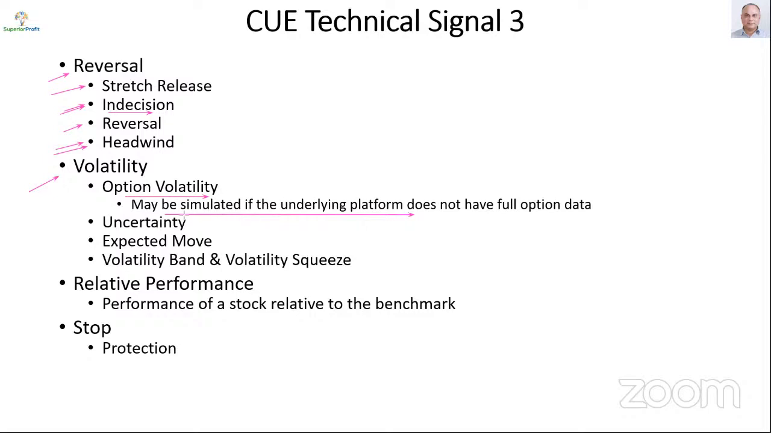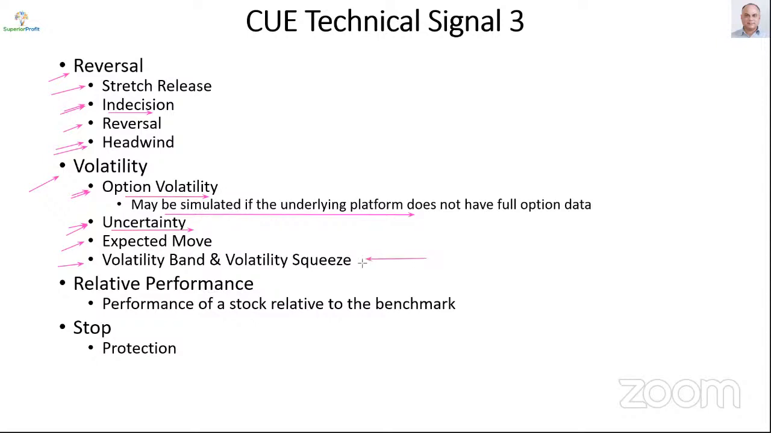Option volatility is plotted as an indicator, and the same volatility is used in a percentile calculation to plot the color of the candles, that is called uncertainty. So option volatility and a percentile calculation of that is the uncertainty. Then we have weekly expected move, again based on option volatility. And finally, volatility band and volatility squeeze.